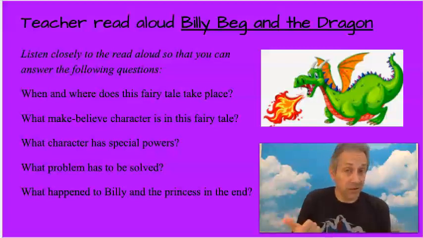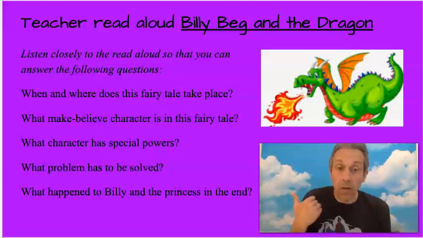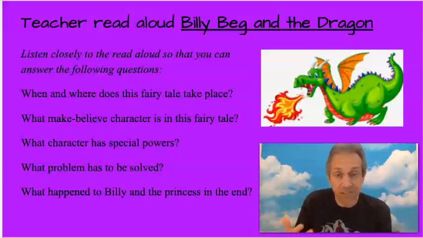Where and when does the fairy tale take place? What make-believe character, made-up creature is in the story? What character has special powers? What problem has to be solved? And what happened to Billy, who's the main character, and the princess in the end?